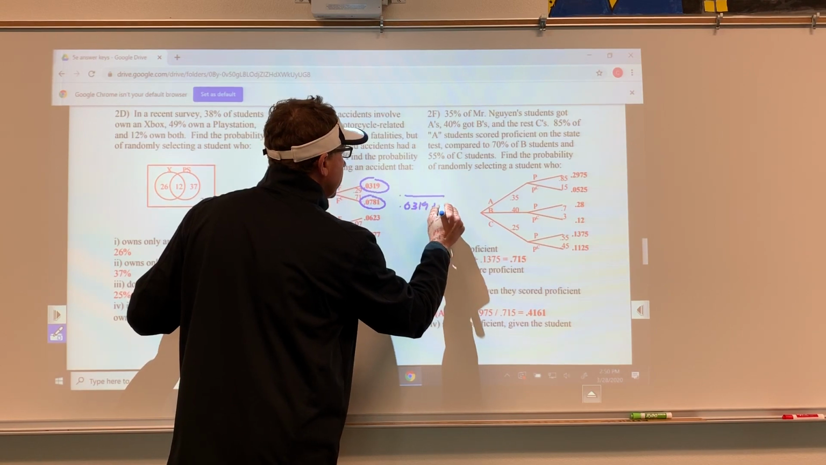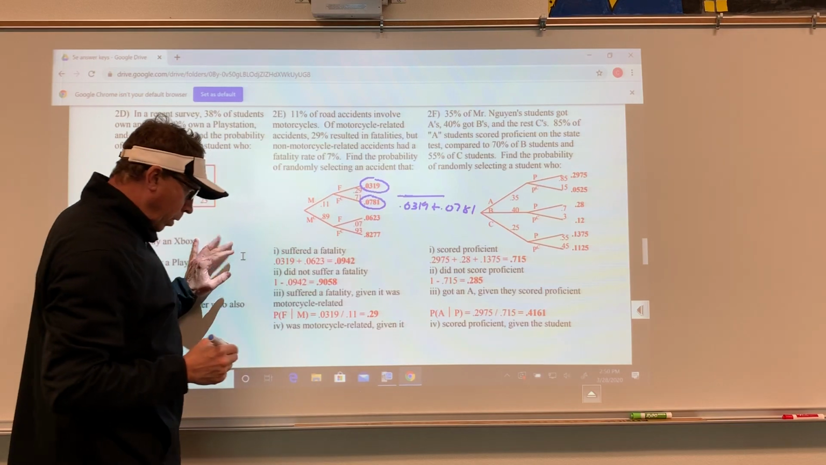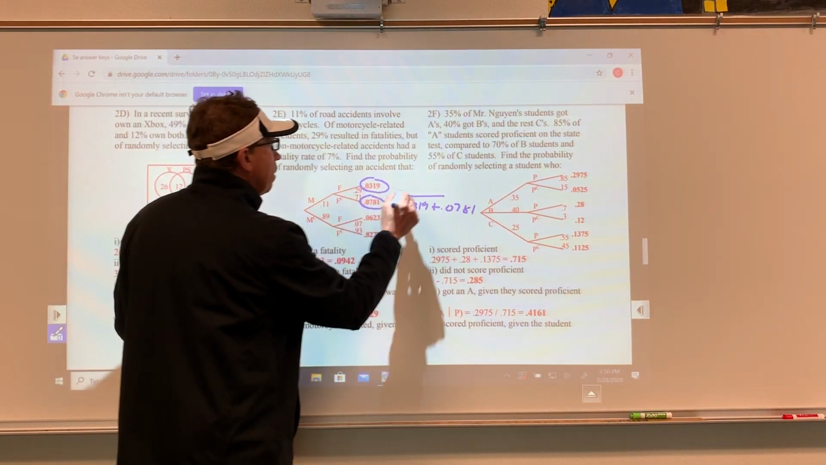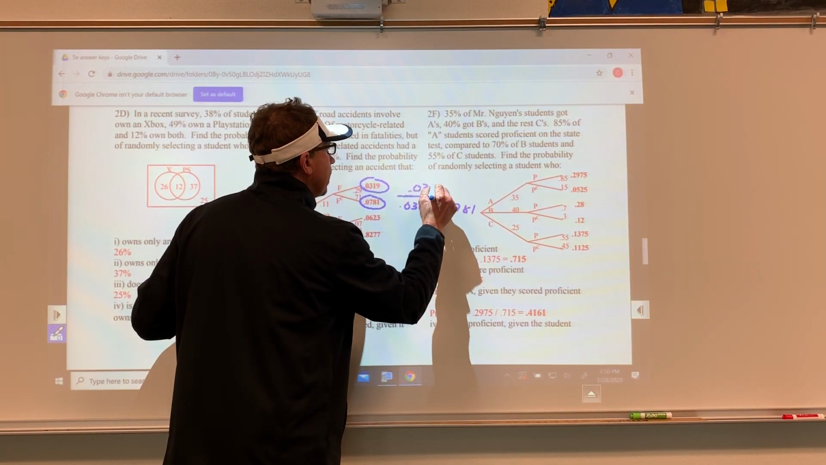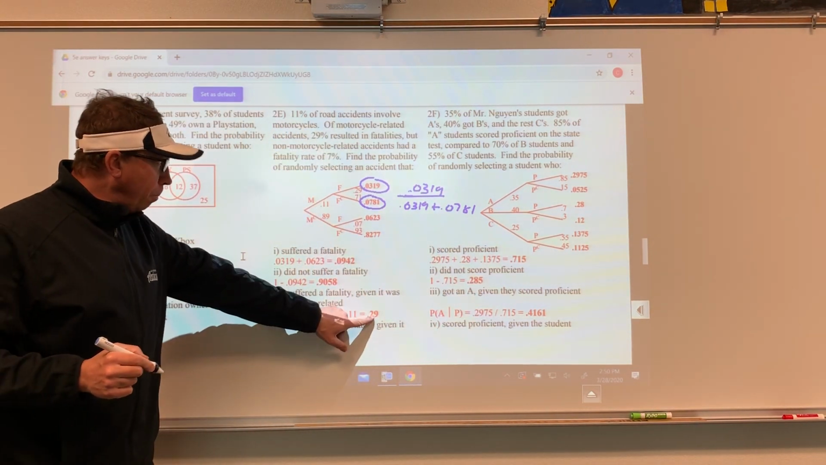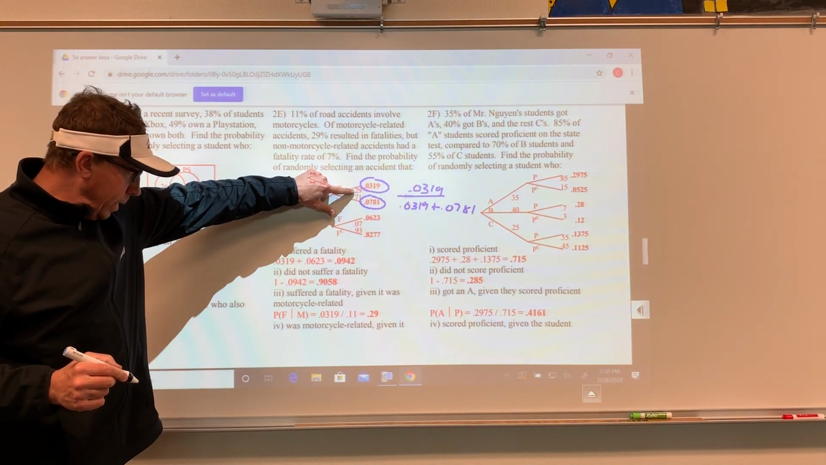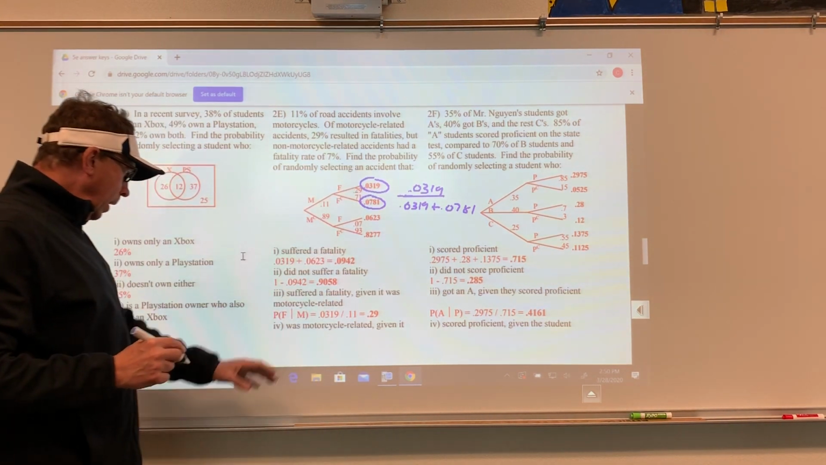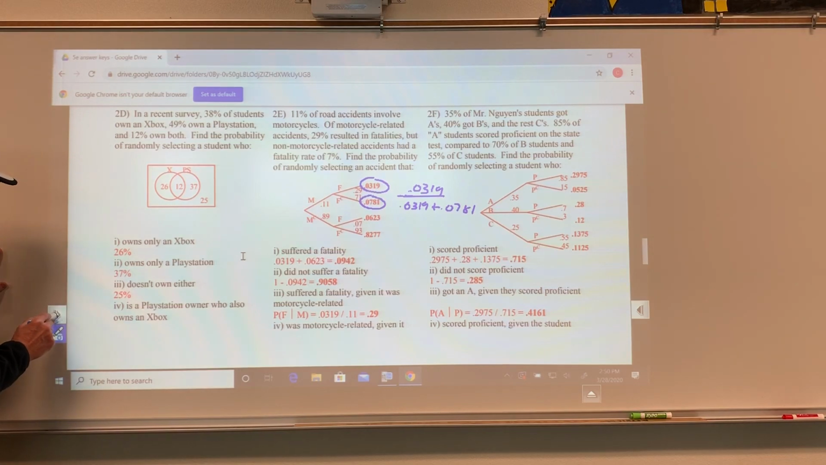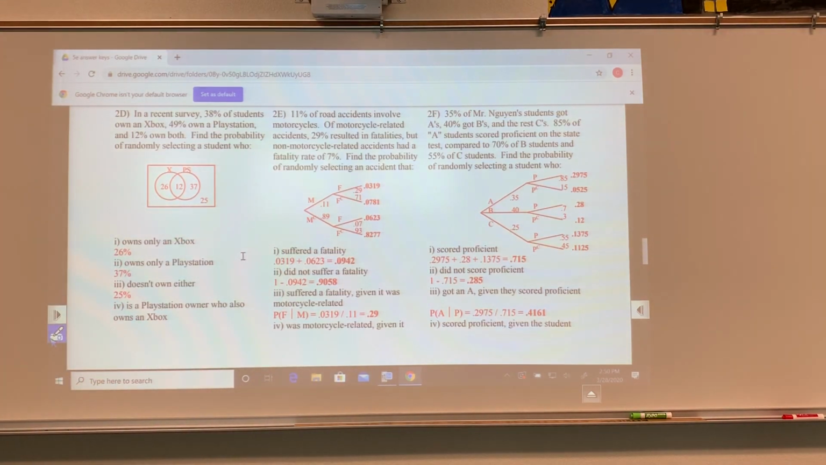These two, you got to add those up and put those on the bottom. 0.0319 plus 0.0781. And on top, you're going to put suffered a fatality, which is 0.0319. Okay? If you do that, you're going to go back to 0.29, which is what we know is the given fatality rate. That's pretty easy. Okay? And then the last one there got cut off. Let me move that up slightly. Okay, let me move that up.